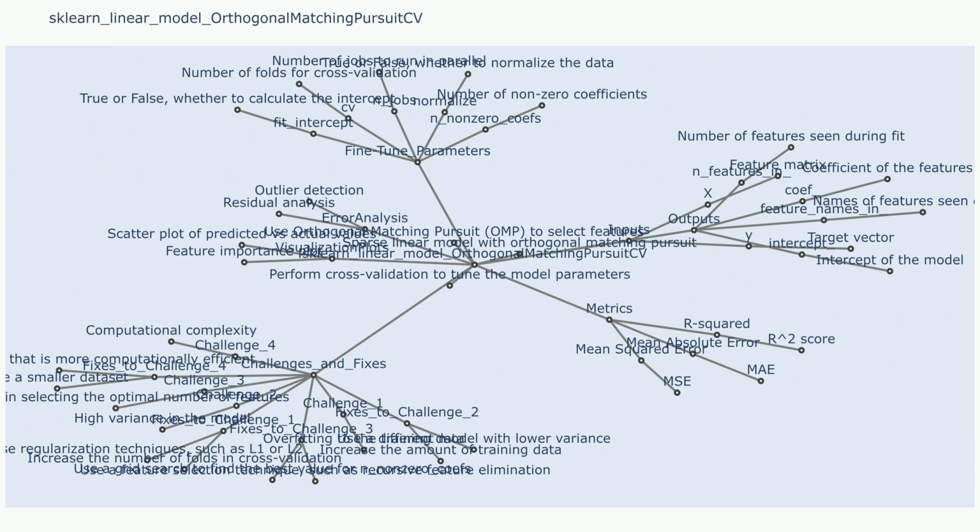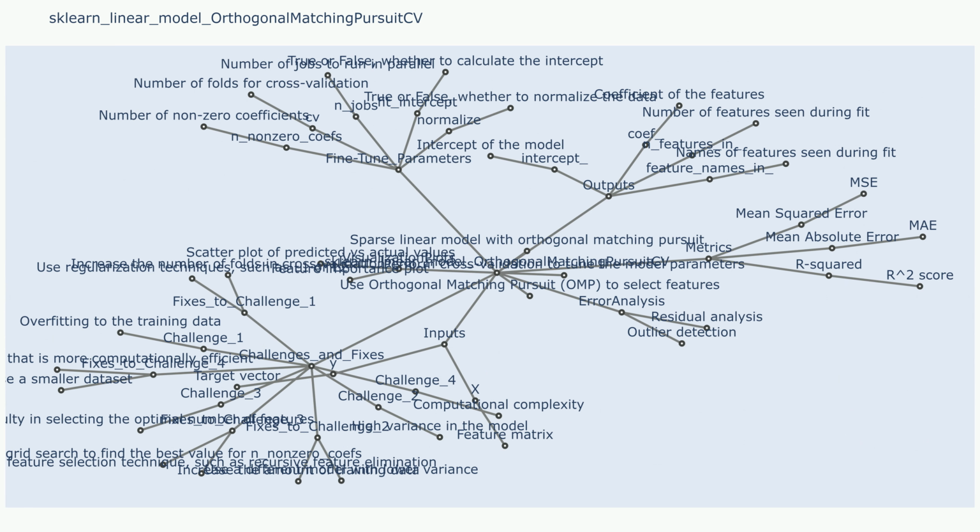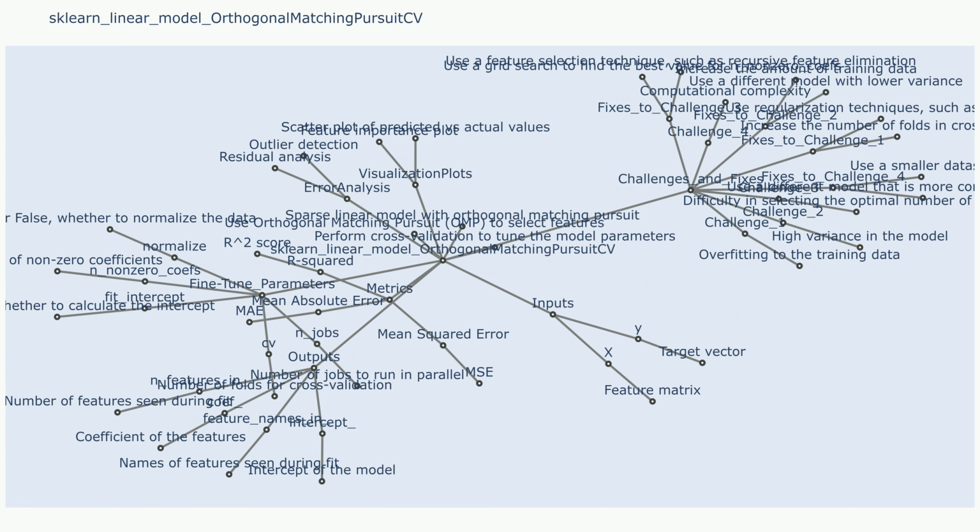Fine-tune parameters. n non-zero coefs: the number of non-zero coefficients to be selected in the model. This can be a range of values for cross-validation, or a single value if it's already known. CV: the number of folds for cross-validation. Uncertainty methods. Bootstrapping: resampling the data with replacement and fitting the model multiple times to estimate the uncertainty in the coefficients.